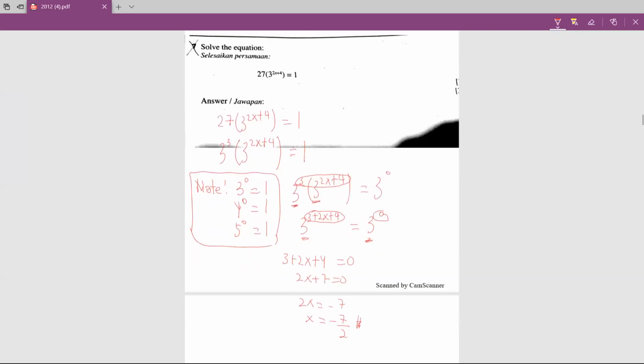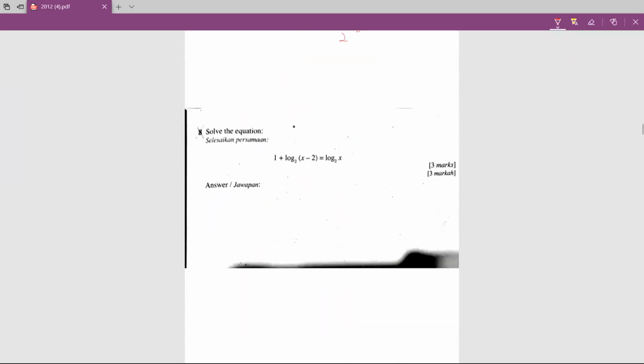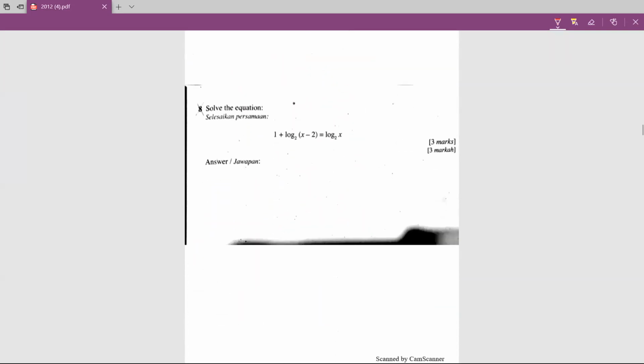Let's look at question number 8. Question number 8 is a logarithm question, logarithmic equation. Okay, this particular question pun soalan senang. Tapi sebelum I attempt this question, let me show you a very simple concept first.